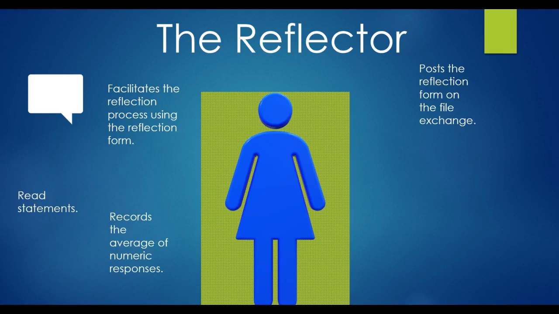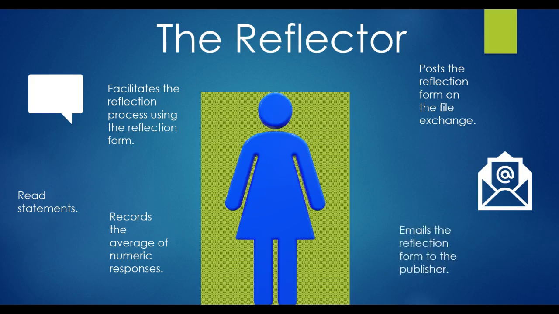Okay, so all of this, everything goes to the file exchange if you haven't noticed, because we want to have documentation of everything that we do, and it lets the students know how important this process is to the function of their learning and to the function of the class. And then they're going to email the reflection form to the publisher. Why? Because the final document, the booklet that they're creating, has what? The editor's template, the reflection form. So the reflector is going to email that form to the publisher.